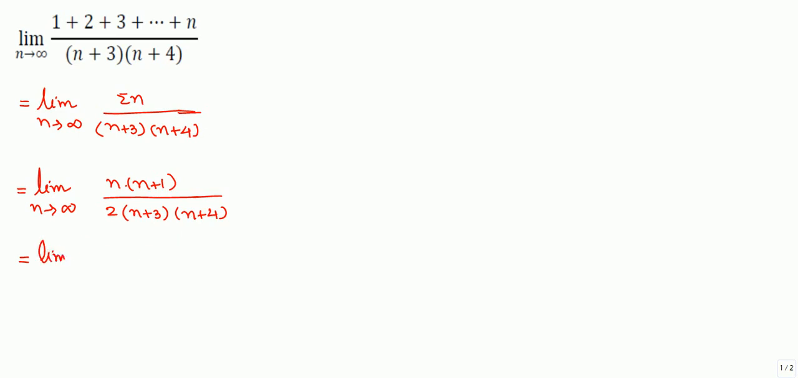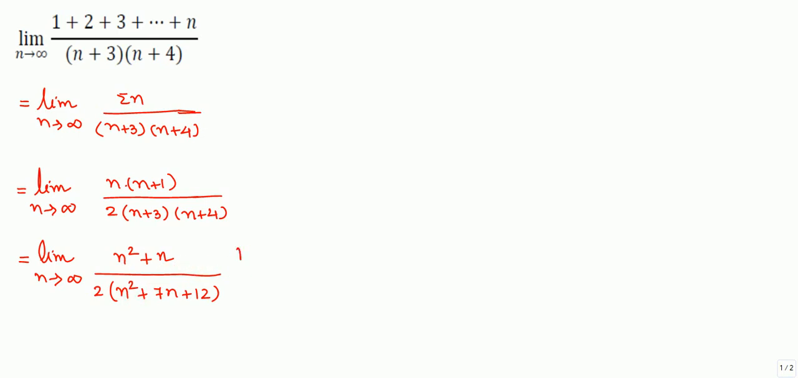So limit n tends to infinity, n into n square plus n. In the denominator, two constant, n into n square plus 3n plus 4n becomes 7n, and 4 3s are 12. Okay. Now see which is the highest term in numerator and denominator: n square.